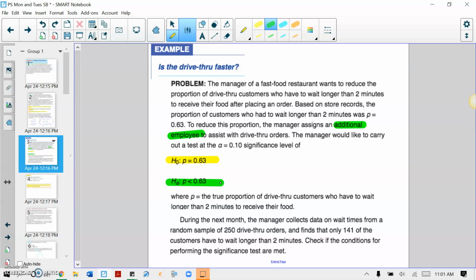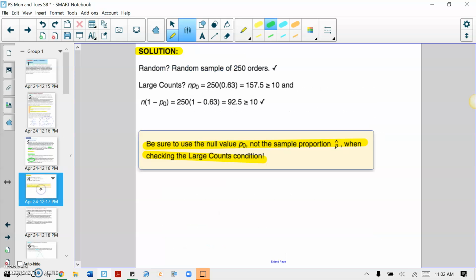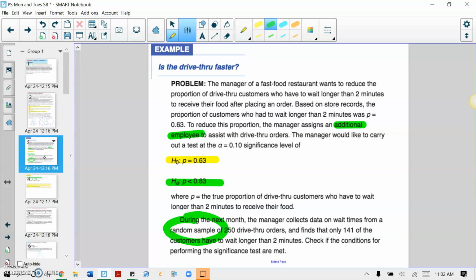So during the next month, the manager collects data on wait times from a random sample, so yay, conditions, and finds that only 141 of the 250 had to wait longer than 2 minutes. Check the conditions. All we would do is say, okay, yep, he said a random sample of 250. We're good there. And then for large counts, notice how we're using the actual p-value because we have it. We're not using p hat. We're not using the 141 out of 250.